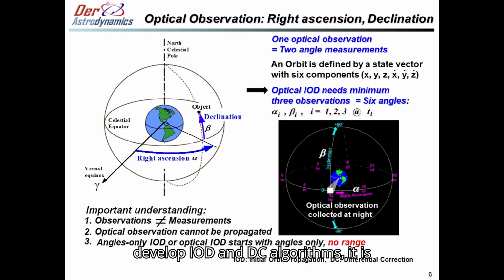To develop IOD and DC algorithms, it is important to understand: 1. Observations are not the same as measurements. 2. Observations cannot be propagated. 3. Angles-only IOD, or optical IOD, starts with angles only, no range.